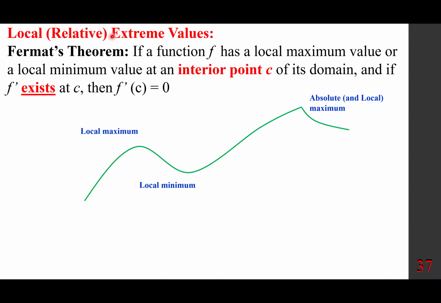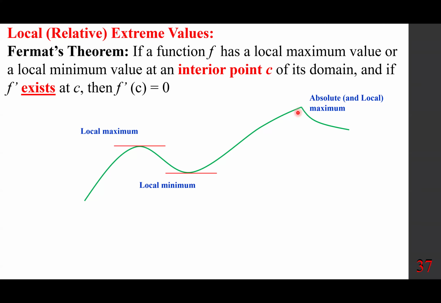Local or relative extreme value. Fermat's theorem indicates if a function f has a local maximum value or a local minimum value at an interior point c of its domain, and if f prime exists at c, then f prime must be 0. So take a look: local max, local min, local max. Over here, a nice and smooth curve, so f prime exists, and if you draw a tangent line, it's horizontal, f prime is 0.